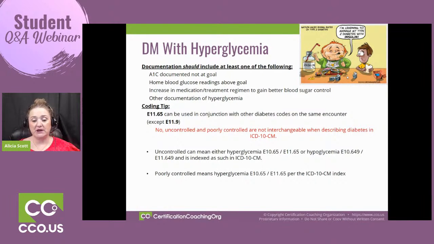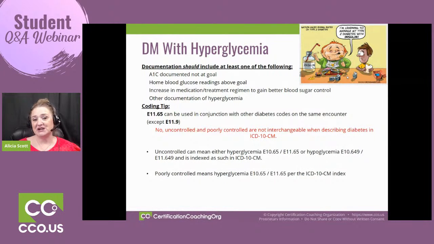Uncontrolled could mean that your patient has hyperglycemia, but it could also be hypoglycemia, and that would change the code. So when I read these off, I'm not going to use both the type 1 and type 2 diabetes. I'm just going to go with the type 2 code going forward.